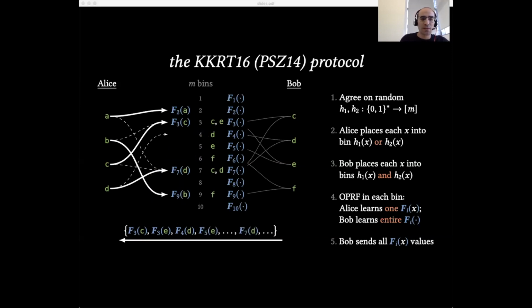Now, it is easy for Alice to conclude which items are in the intersection, because those items lead to the same pseudorandom value appearing in both the result of the Oblivious PRF and in Bob's message. So for item C, it will appear twice, first as F3 of C in the Oblivious PRF and in the message that Bob sent her. Similarly for item D. For items that do not appear twice, their value will look random to Alice. This is the guarantee that we have from the Oblivious PRF.